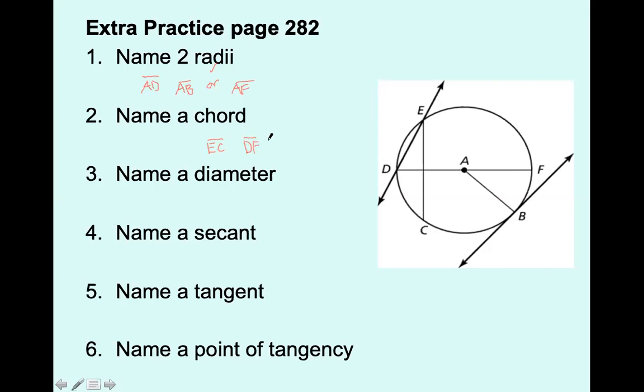Or I could have also said ED, right? ED looks like a line, but if I use the segment symbol, then I'm just talking about this part of the line right here, which is a chord. In this picture, we only have one diameter, and that would be DF.